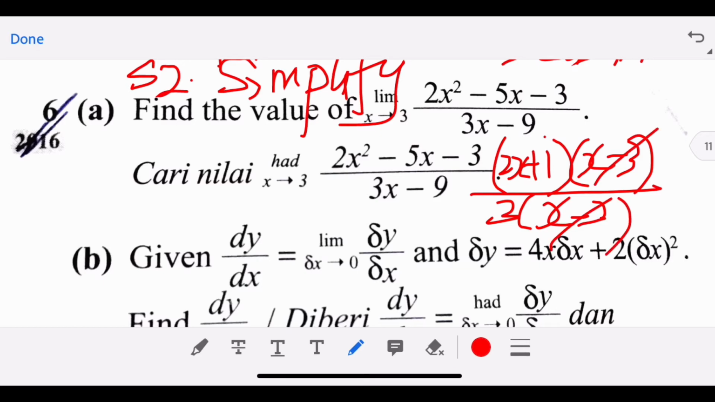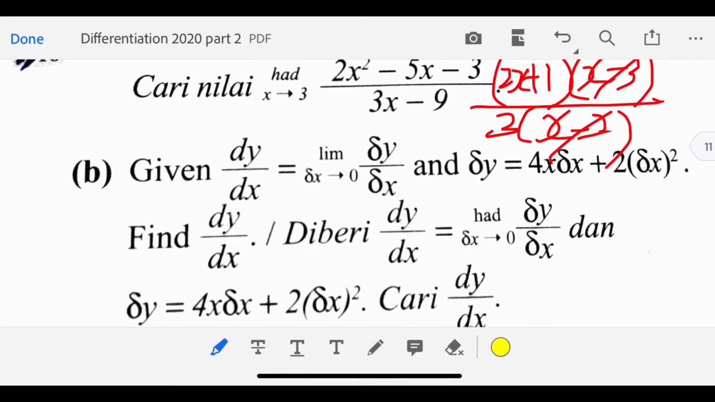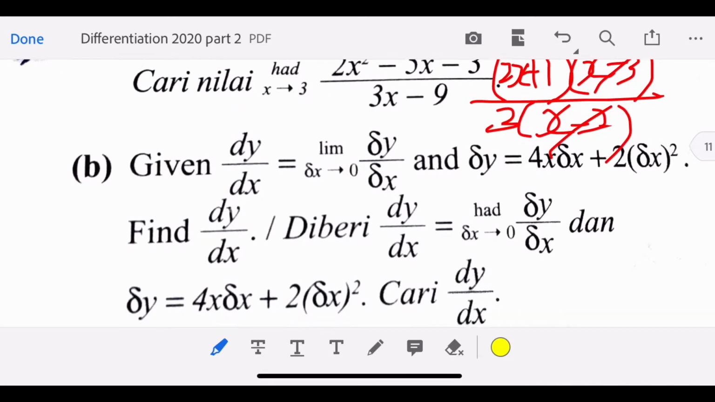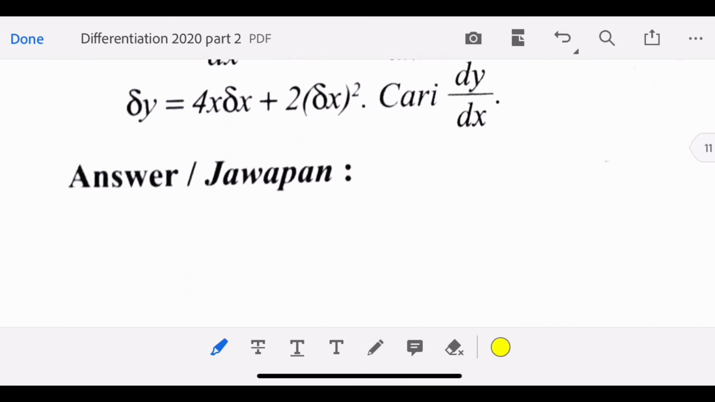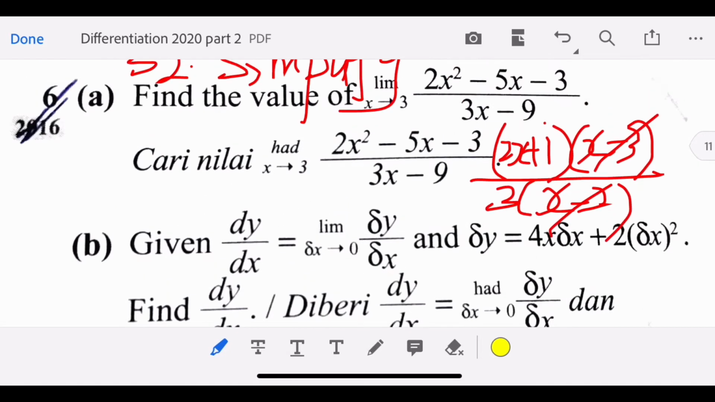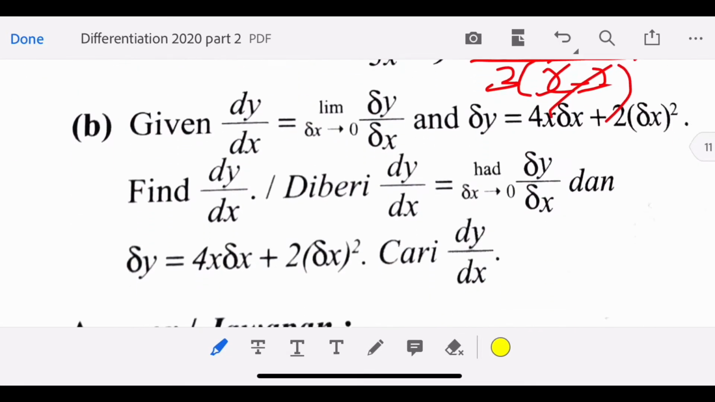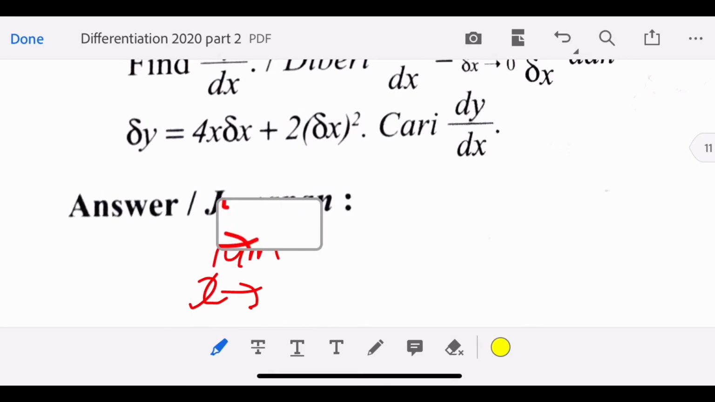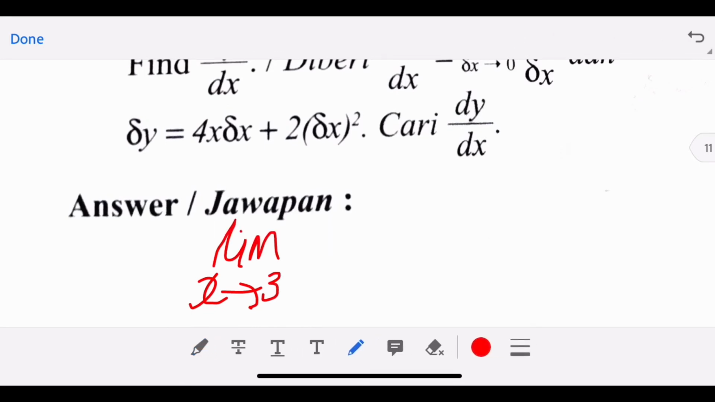We have factorized, right? So we simplify, we cancel the common factor. So finally, we'll get the simplest form, which is very simple, 2x plus 1 over 3, right? So then we can find the limit, but we have to write limit before we substitute. Limit x approaches 3 for 2x plus 1 over 3.